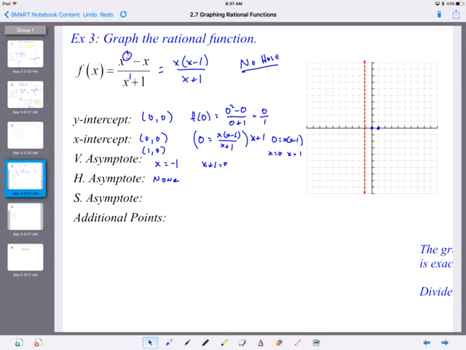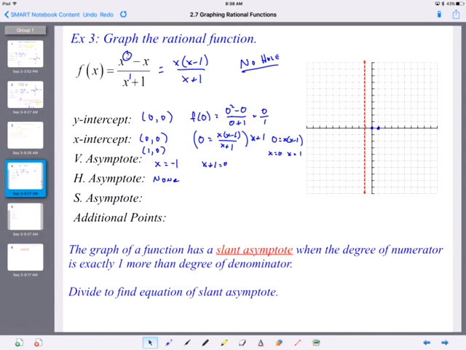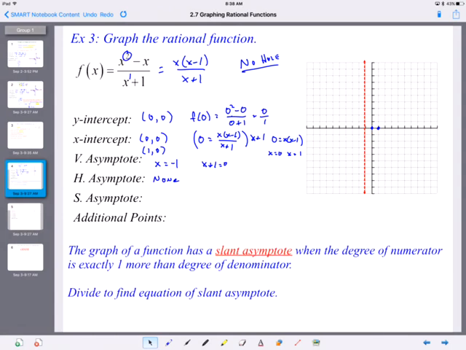Well, what happens is, with a slant asymptote, the graph of the function has a slant asymptote when the degree of the numerator is exactly 1 more than the degree of the denominator, which is exactly what we have. The degree on top is 2, the degree on bottom is 1, so it's 1 more. And if this happens, then we have a slant asymptote, and how do we find it? We divide to find the equation.